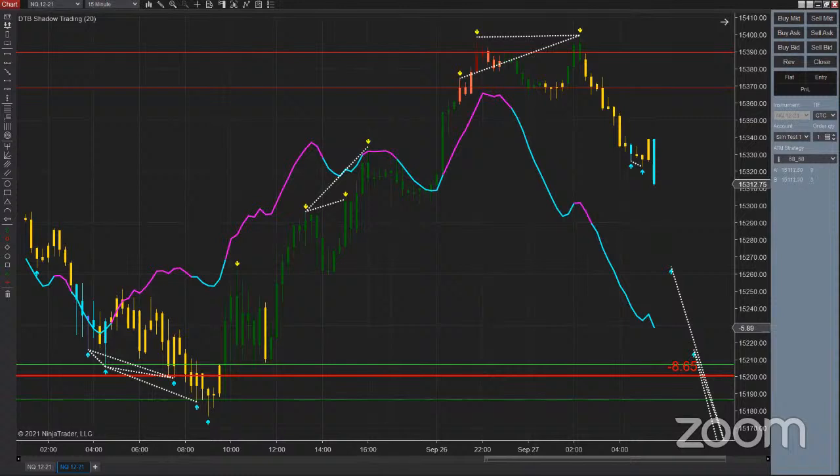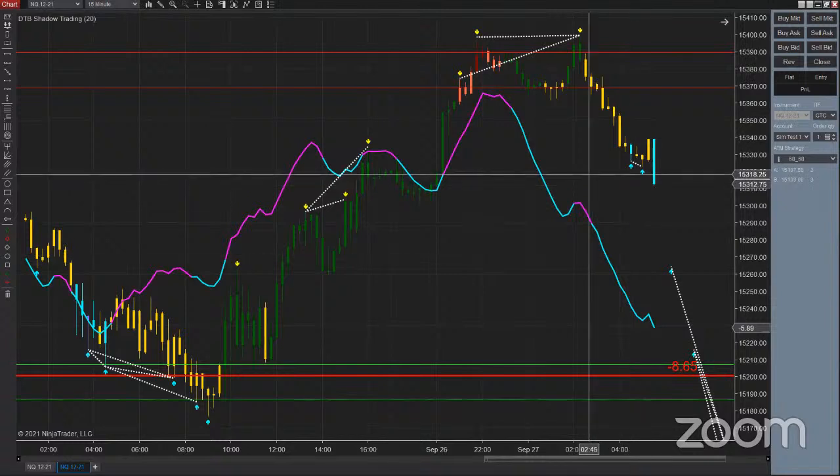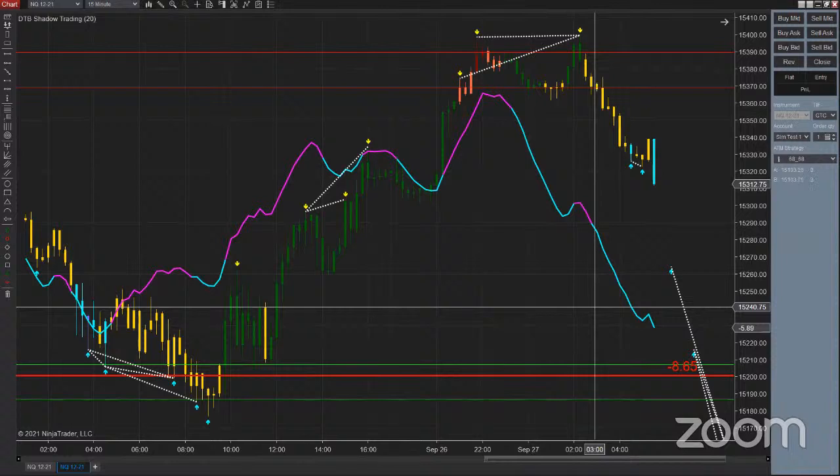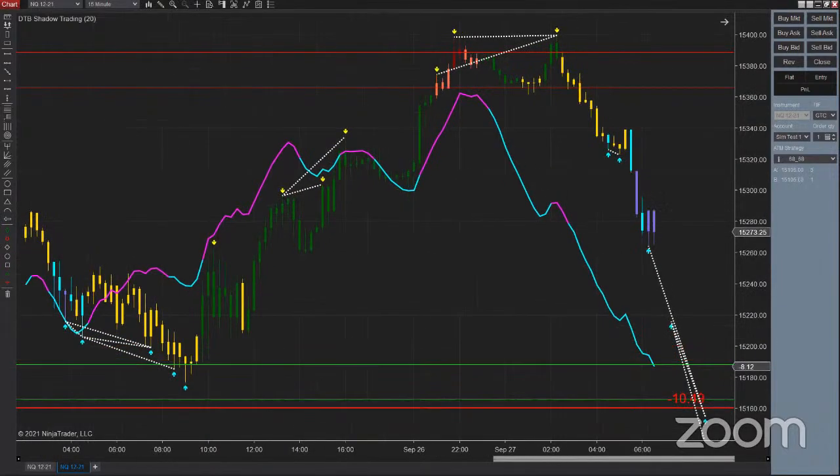Yes, Jay, go ahead. So since I just did my renewal, do I need to go back into it, because I don't have the shadow trading indicator? So do I need to go in, remove the NinjaScript, and then import again?